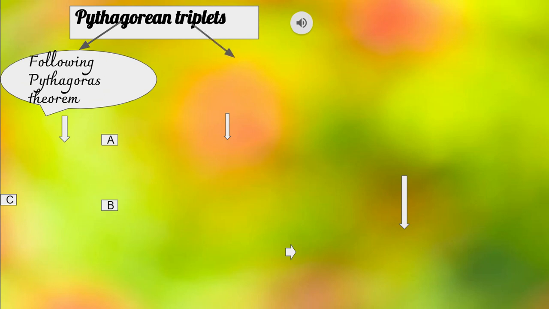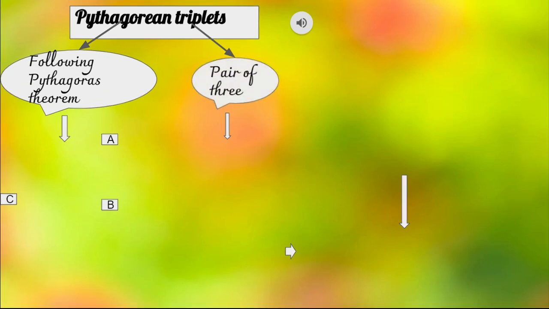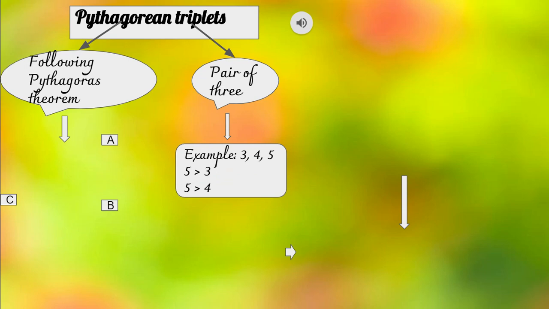Triplet means what? Triplet means a set of three numbers. So, a Pythagorean triplet is a collection of three numbers such that the sum of the squares of two numbers is equal to the square of the third number. Let's take an example. Suppose you have three numbers 3, 4 and 5. If the square of 3 and the square of 4, when summed, give the square of 5, and this relationship holds true, then 3, 4, 5 is a Pythagorean triplet.